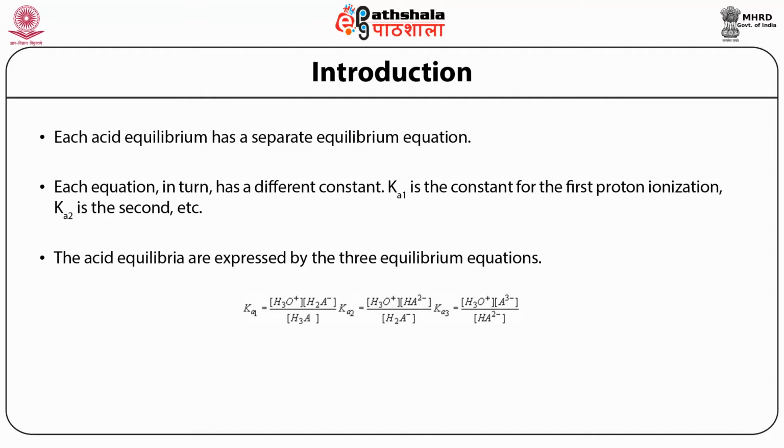Ka1 is equal to [H3O+], as you have seen in this equation, times [H2A anion] upon [H3A]. Similarly, we can write Ka2 and Ka3. For all the three, these equilibrium equations can be written.